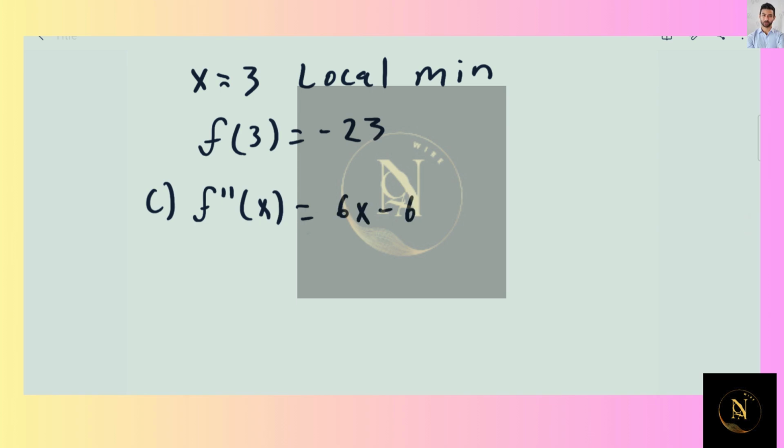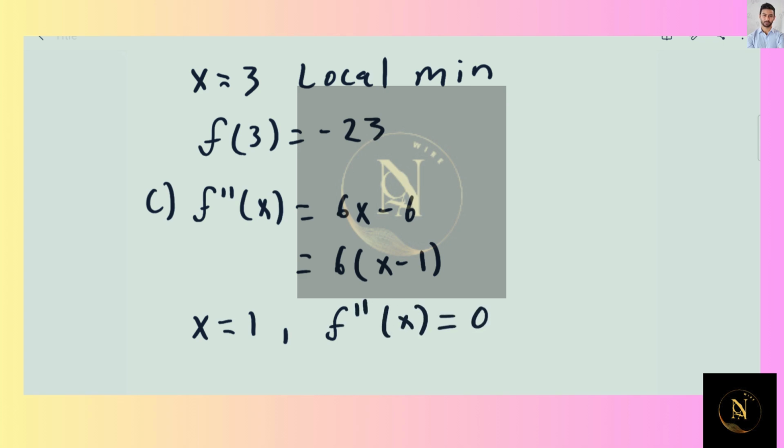And now we want to figure out where this is equal to 0. So I'm just going to factor out a 6. We have 6 times (x minus 1). So at x equals 1, our second derivative is equal to 0. So we know that there's this point at x equals 1 where our second derivative is equal to 0. And wherever our second derivative is negative, our function is going to be concave down, and wherever our second derivative is positive, our function is going to be concave up.